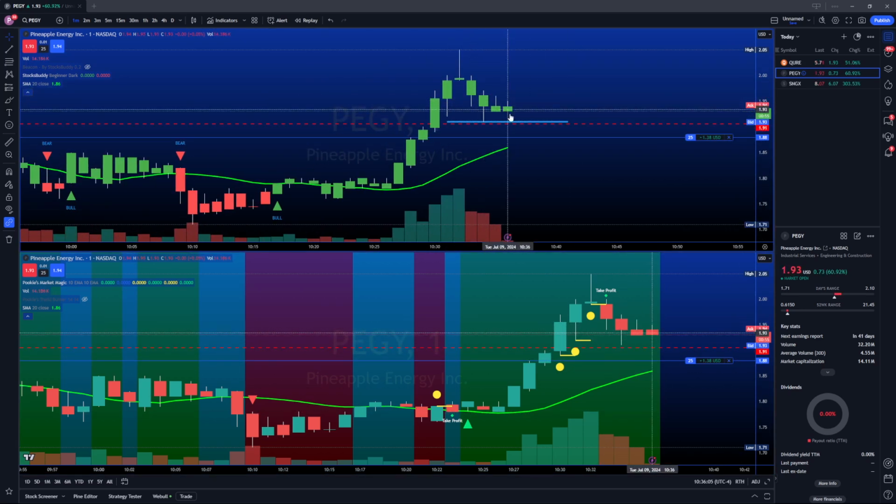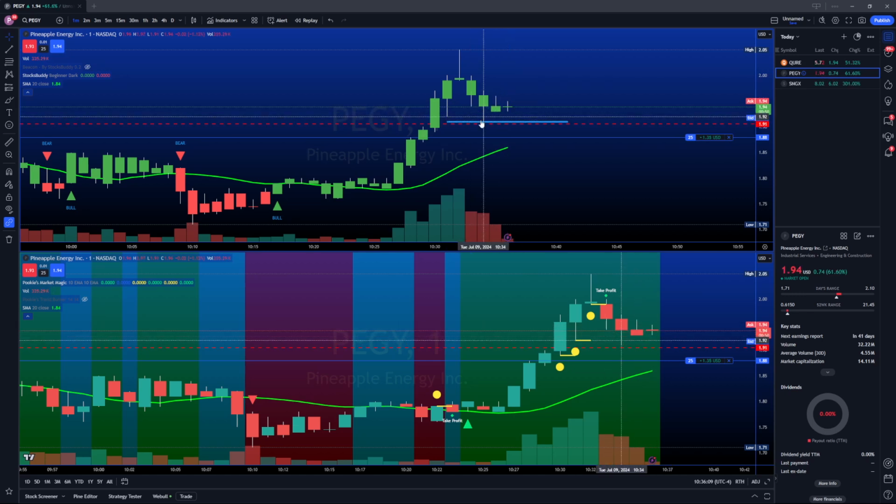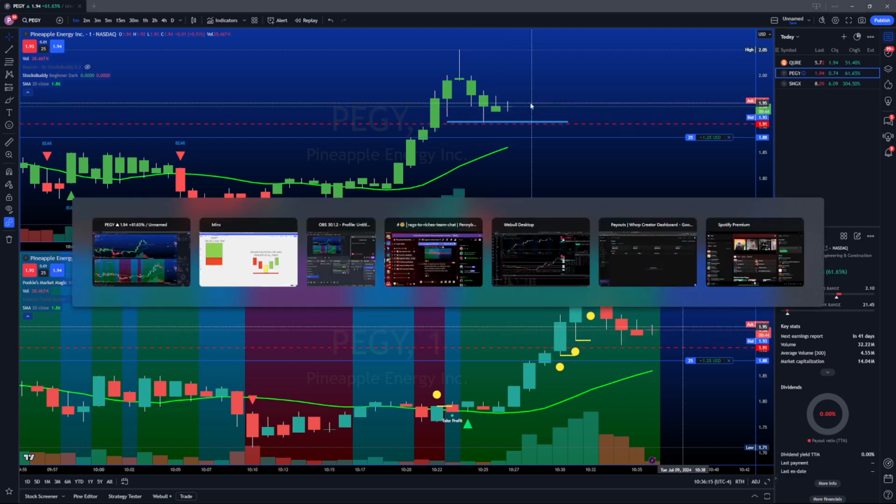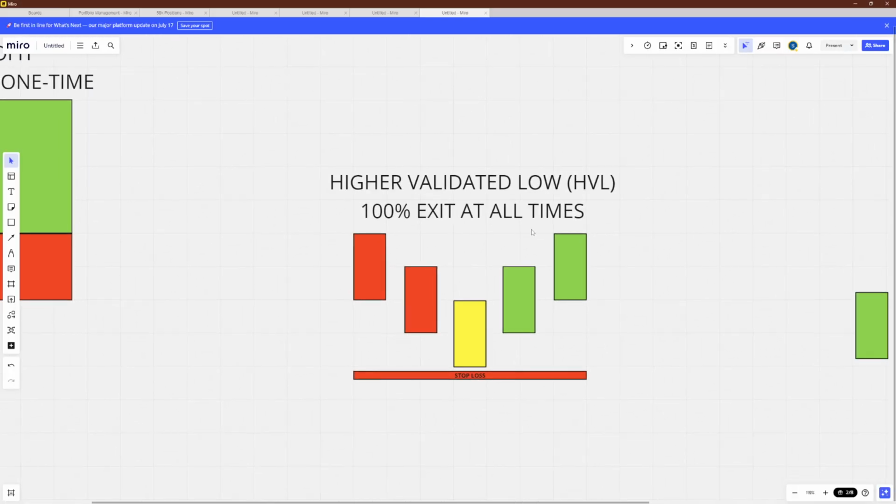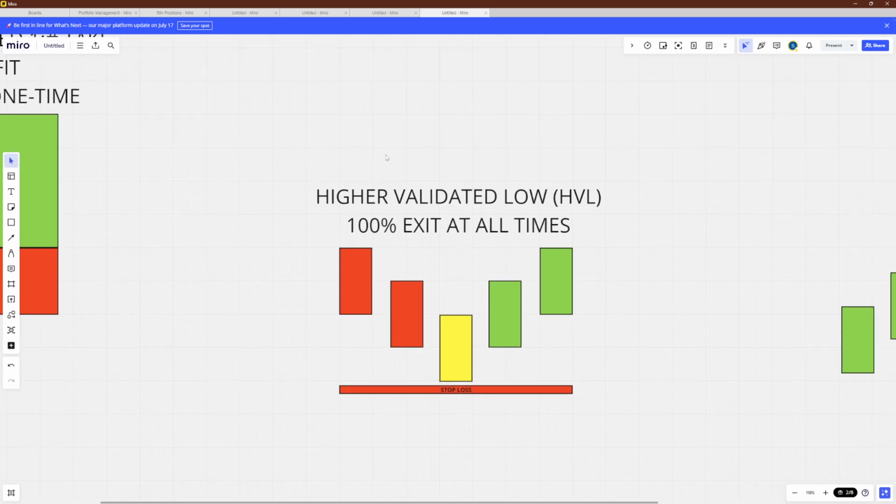So we're just waiting to see what this candle does right here. If this candle can stay above this blue line, essentially, which is the low of this candle, we'll have a higher validated low, and then I'll have a mental stop loss just right underneath the low of this candle right here. So that's item number 2, and that's always going to be 100% exit for me. The other two are 75% exit, so I sell 75% of the shares that I'm holding at the time.